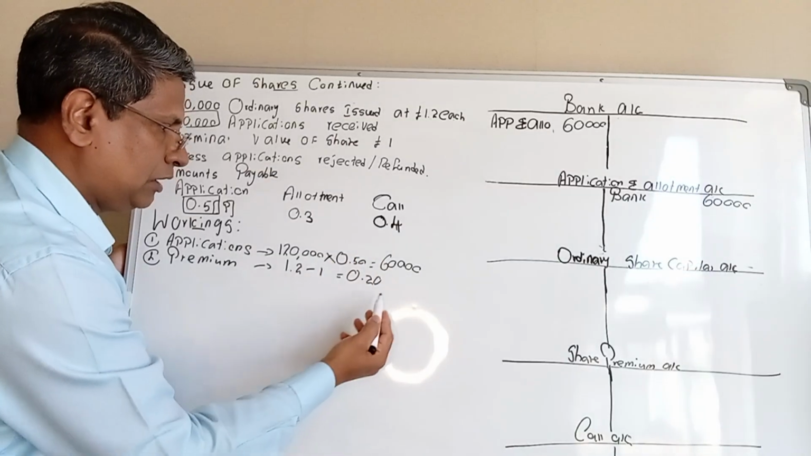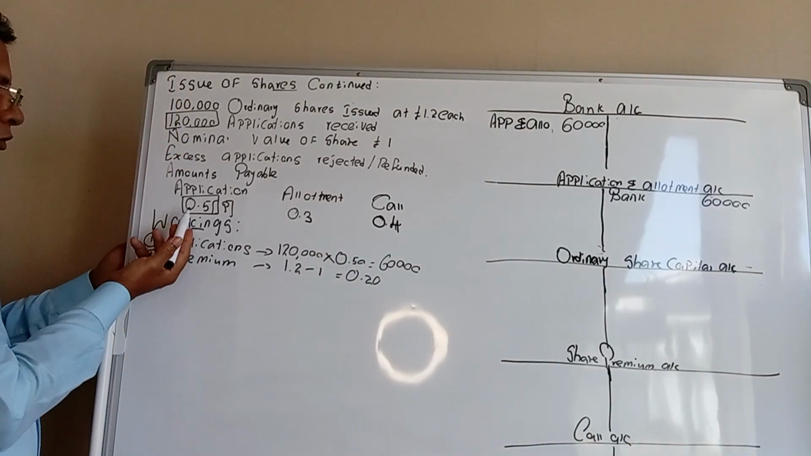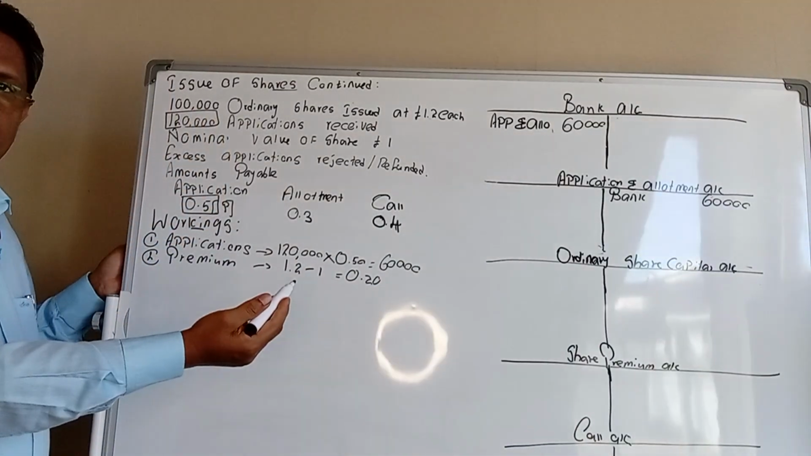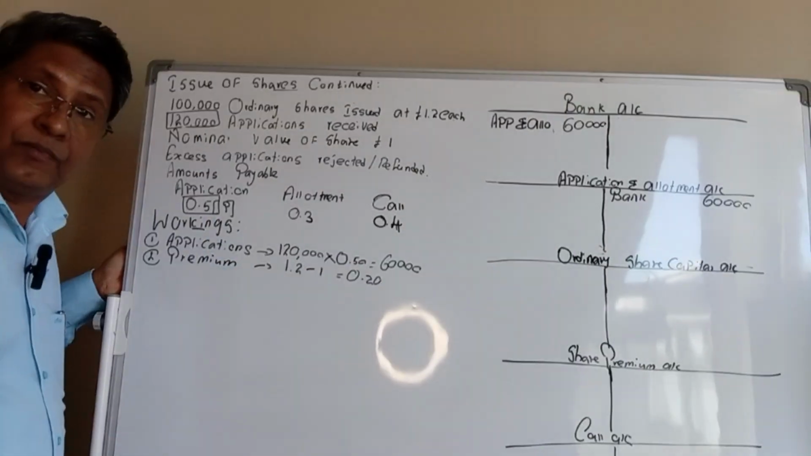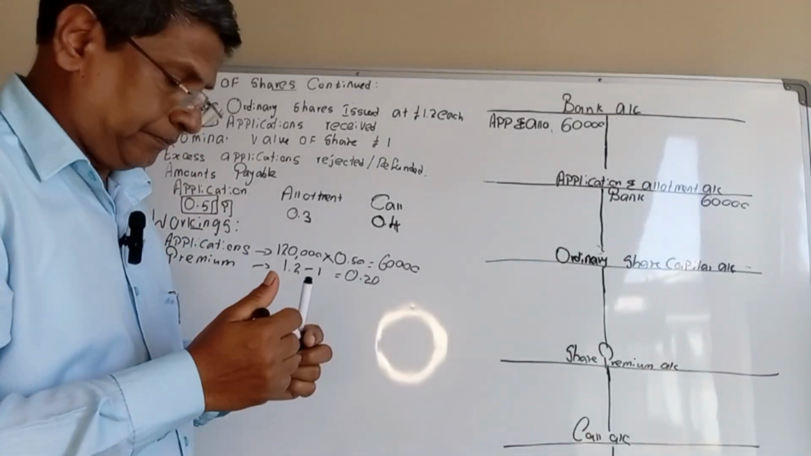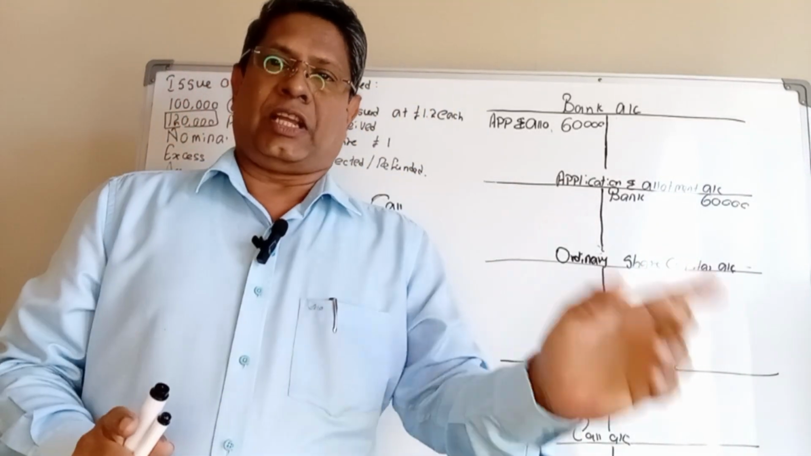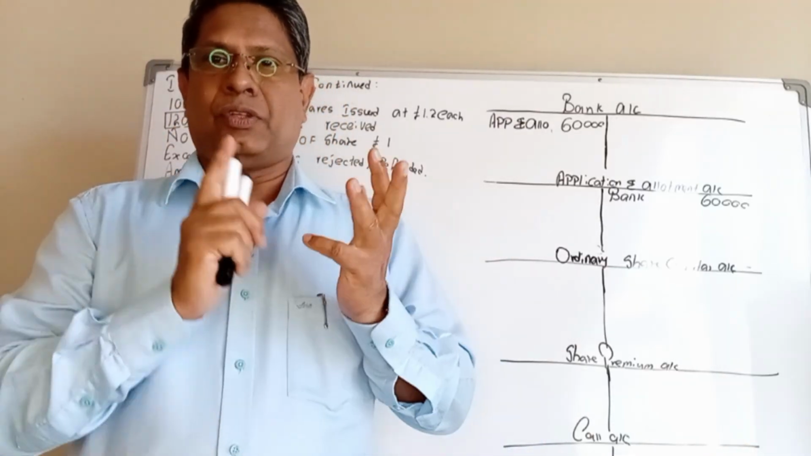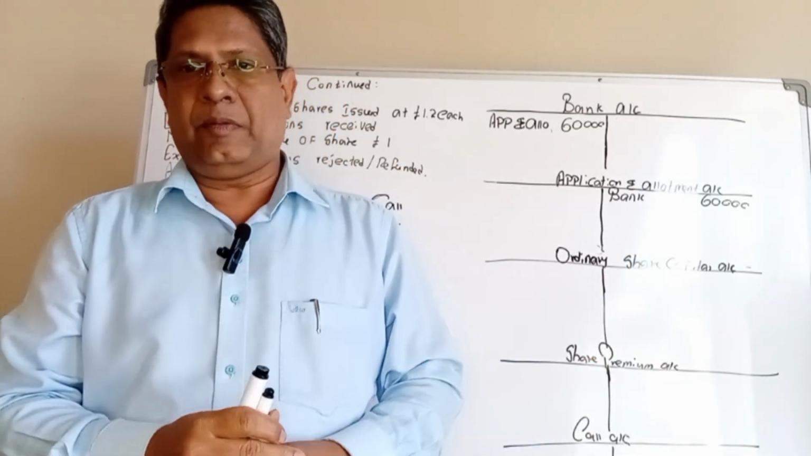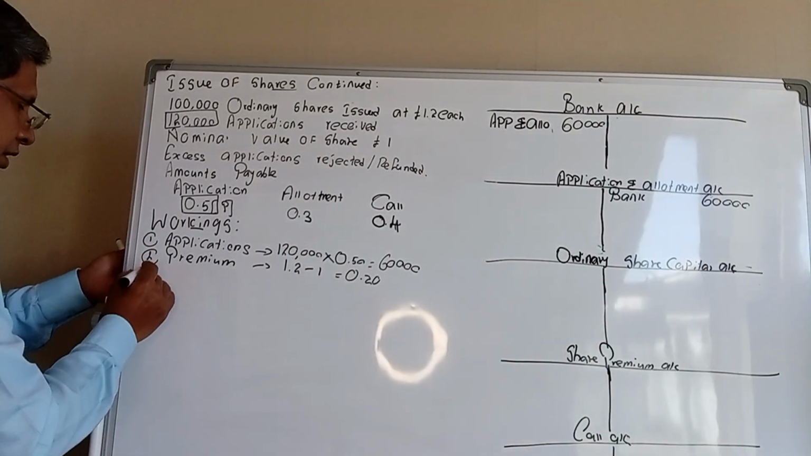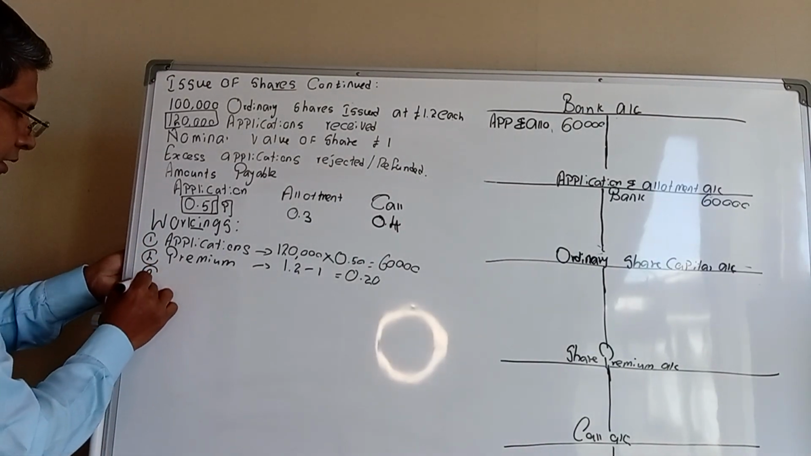So we have understood that the premium is 0.2 and therefore 0.5 is from the application. If 0.2 goes as your share premium, your difference is going to be your nominal value. I told you on my last lesson, nominal value has to go to the share capital. Nominal value has to go to the ordinary share capital. Share premium has to go to the share premium account. Okay. Now we'll separate these two. Okay. So I'll do a third workings.